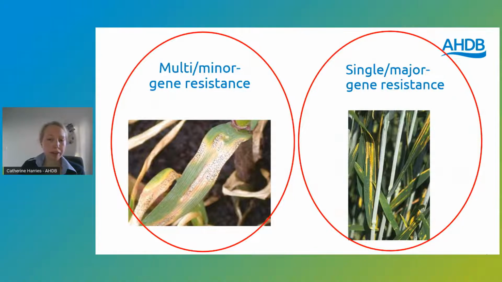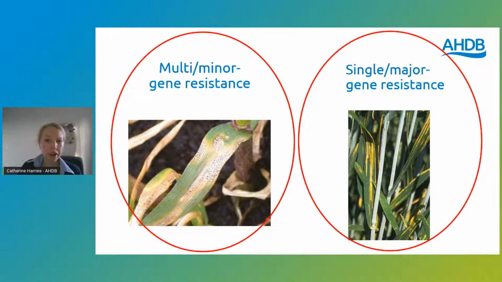Something else to bear in mind when thinking about disease resistance and resistance ratings is how the resistance operates for different diseases. So it's not always possible to know this because we don't know what resistance genes breeders use, but we can split the mechanisms into multi or minor gene resistance and single or major gene resistance. So single or major gene resistance is when the resistance in a variety is based on one major gene.